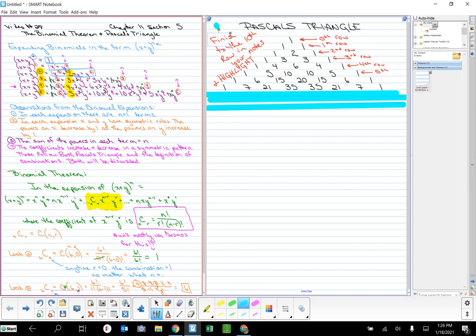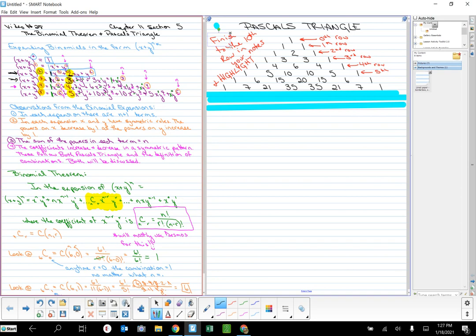Take a look. Oh, it's kind of small, and there's so much writing on it. Take a look at the coefficients in the binomials. In this second row, where n is 2, the coefficients are 1, 2, and 1. Take a look at the third row when n is 3.